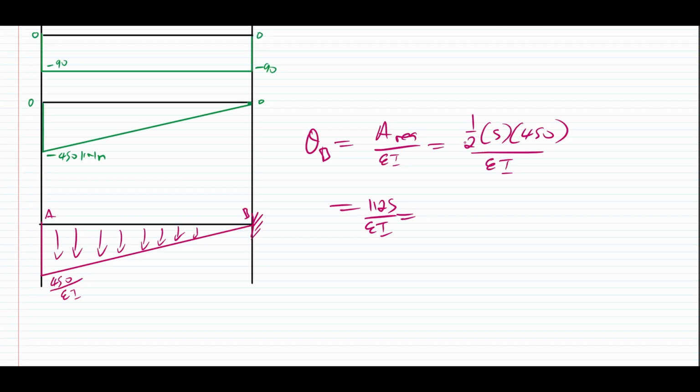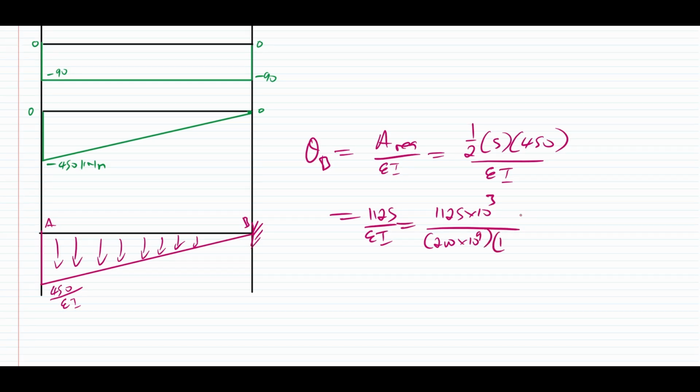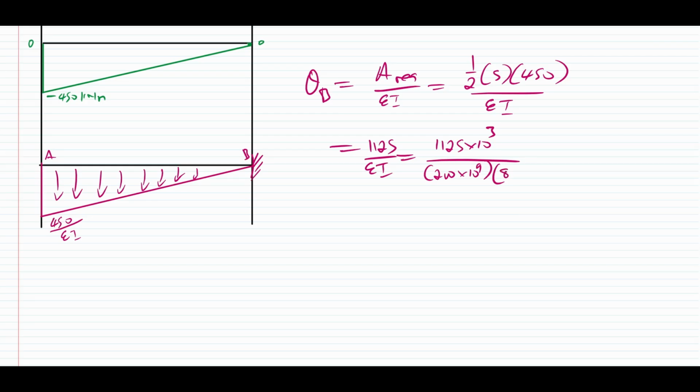Now let's do our conversions. Our E is 200, our I is 800. So we have 1125 times 10 to the 3 divided by 200 times 10 to the 9 times 800 times 10 to the negative 6. And then you get 0.00703 rad.